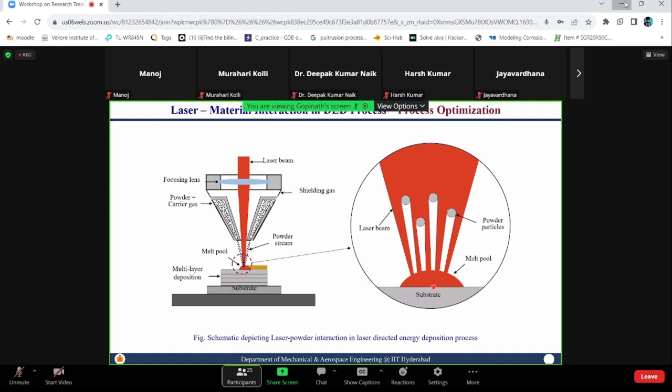Now, any solution from your side to control this waviness? Okay, participants.